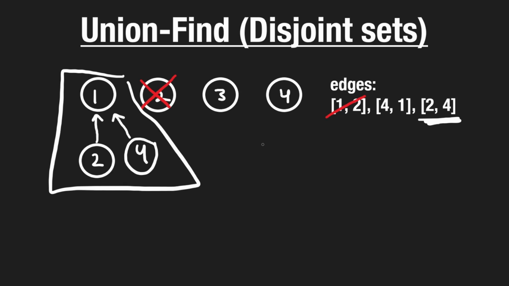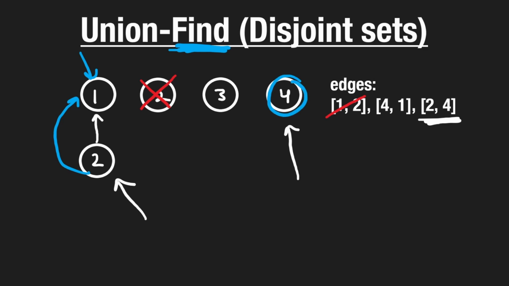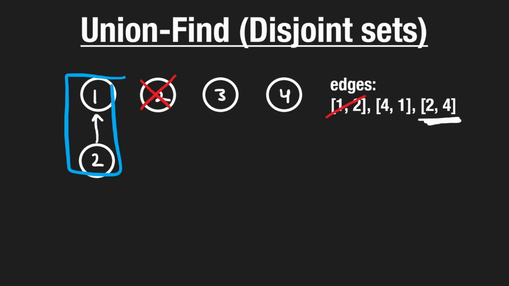Well, what I just talked about. When we are trying to union two nodes together, in this case 2 and 4, the first thing we want to do for these two nodes is find the parent of these two nodes. Or rather, not the parent, the root of these two nodes. So for 2, the root is 1. For 4, the root is itself. And then after we find the roots, we want to then union these two disjoint sets together so that they form a single disjoint set.